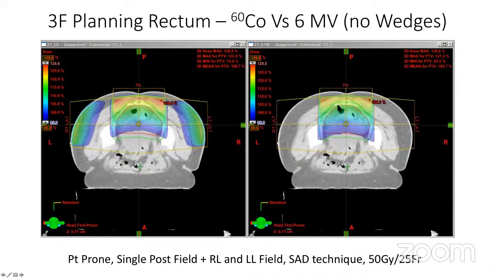And here we have not used wedges. Because we have not used wedges, if you remember the three field plan, anteriorly more and anterolateral, this part, this corner is getting high dose. If you used wedge pairs, it would be less. So the high dose here is because of the field arrangement, plus there is more missing tissue here. That's a combination of that. So it is getting 126%.